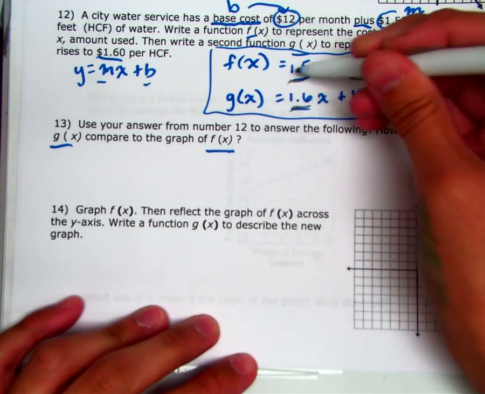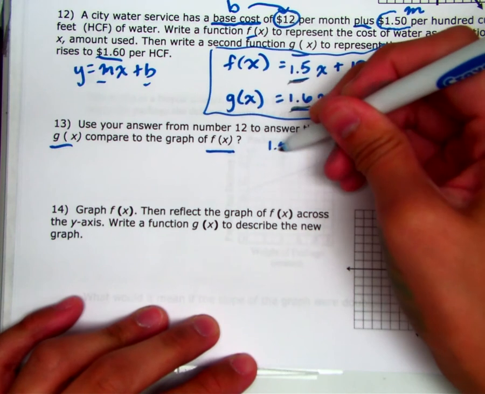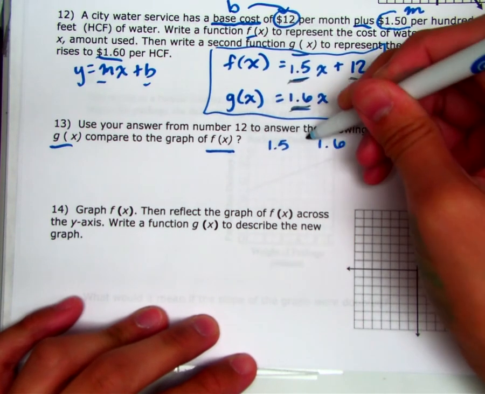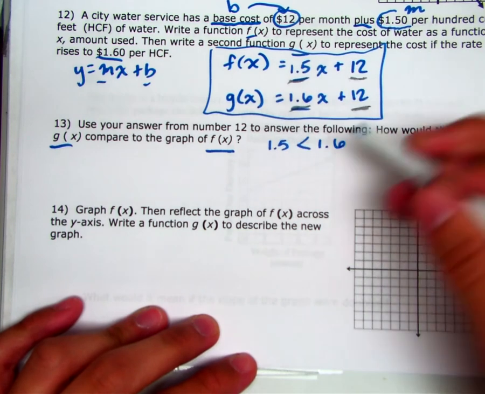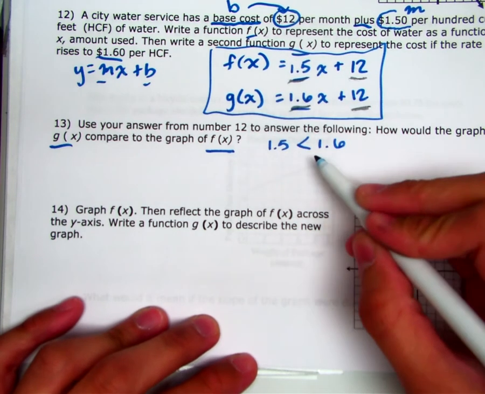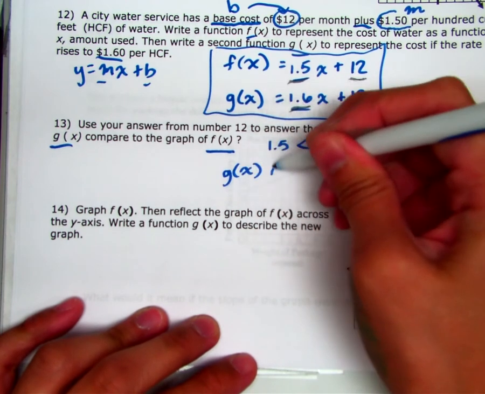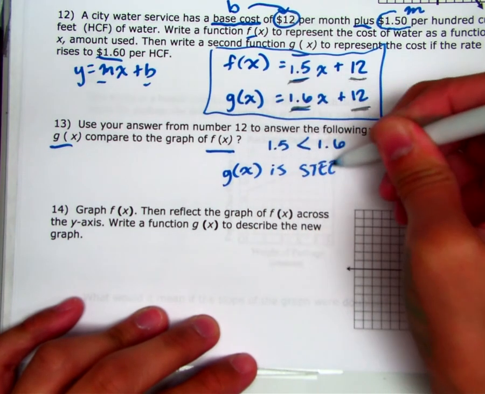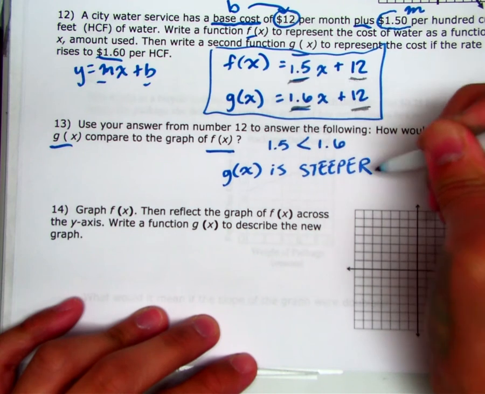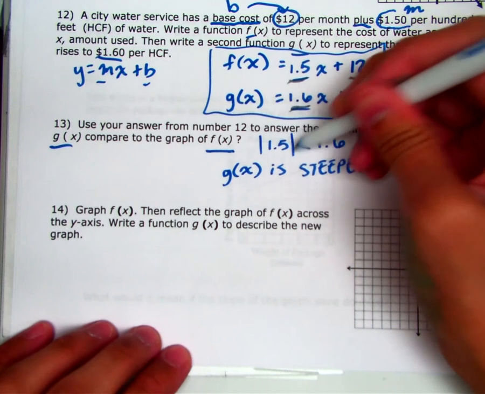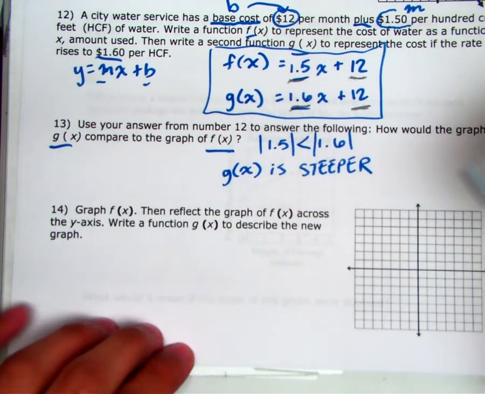So let's look at the slope of f of x as compared to the slope of g of x. The new slope, it's bigger. So if your slope gets bigger, that means your graph is steeper. Also take into account the absolute value. But both of these are positive, so we don't have to think about that.